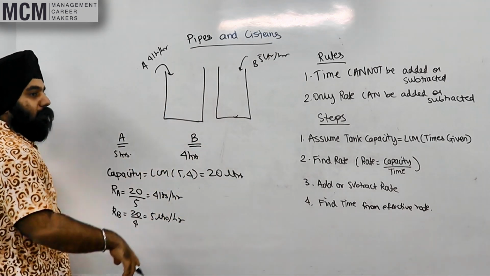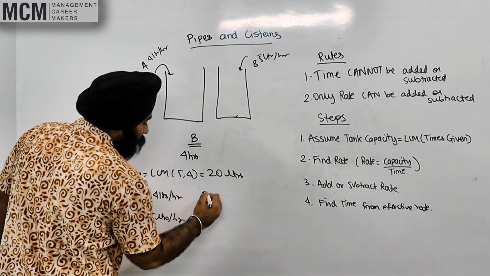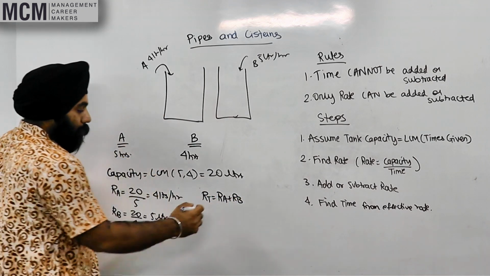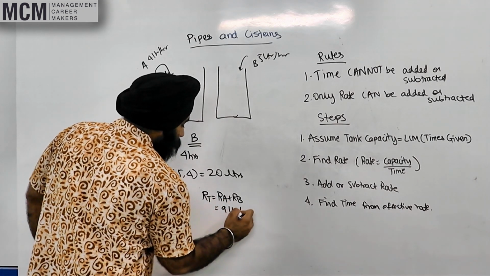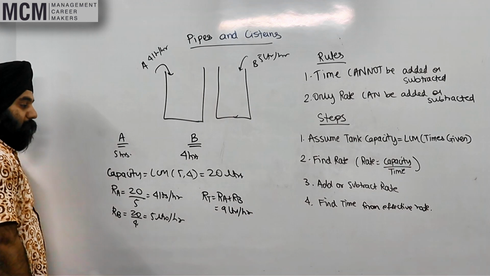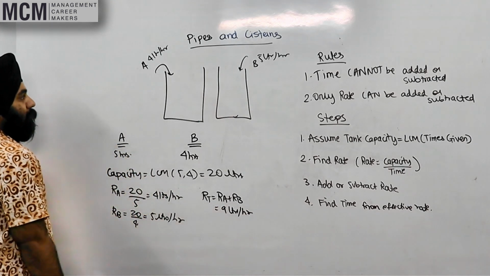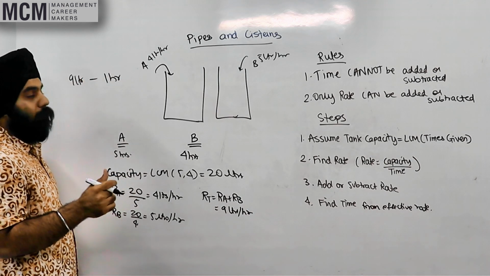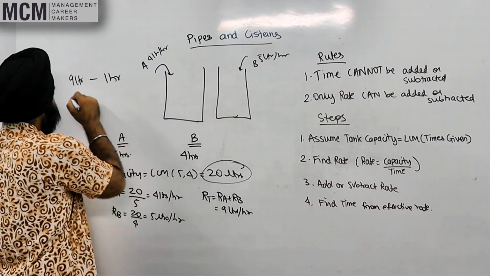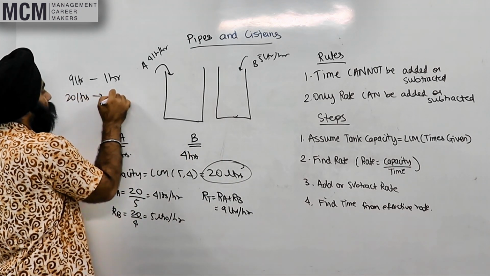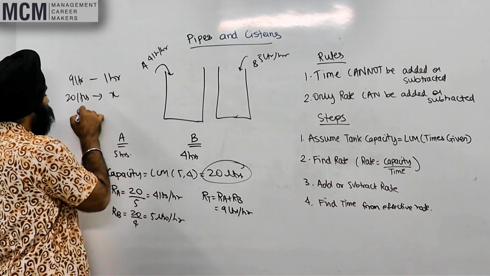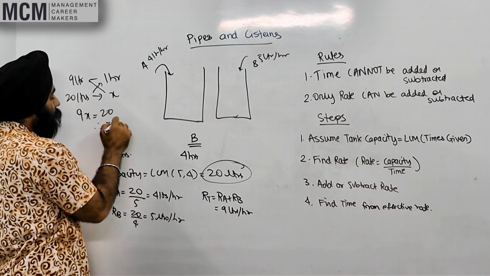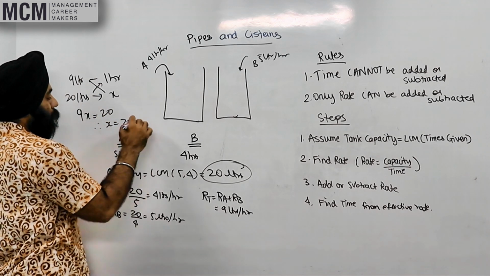So when they are both filling the tank together, the rate will get added. The rate is 9 liters per hour. Together they are filling 9 liters in 1 hour. How many liters do they have to fill? 20 liters. So cross multiplication, 9x is equal to 20. Therefore x is equal to 20 upon 9 hours.